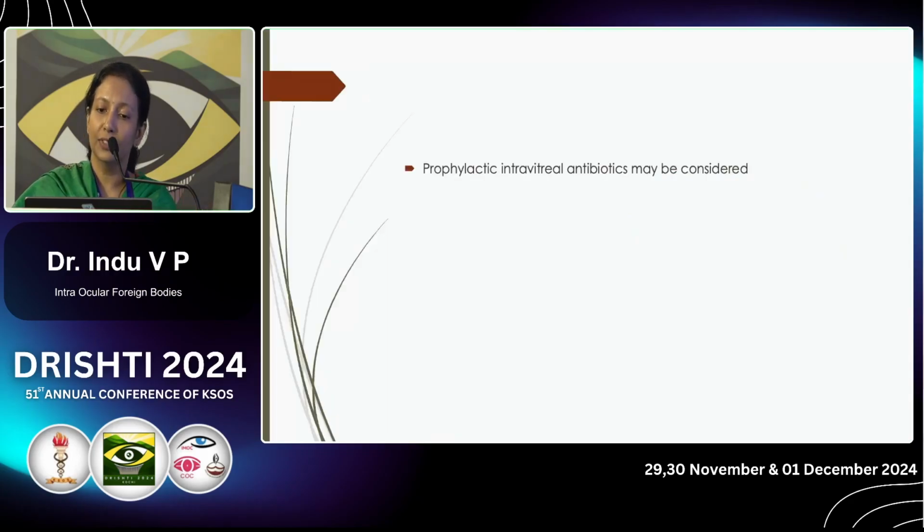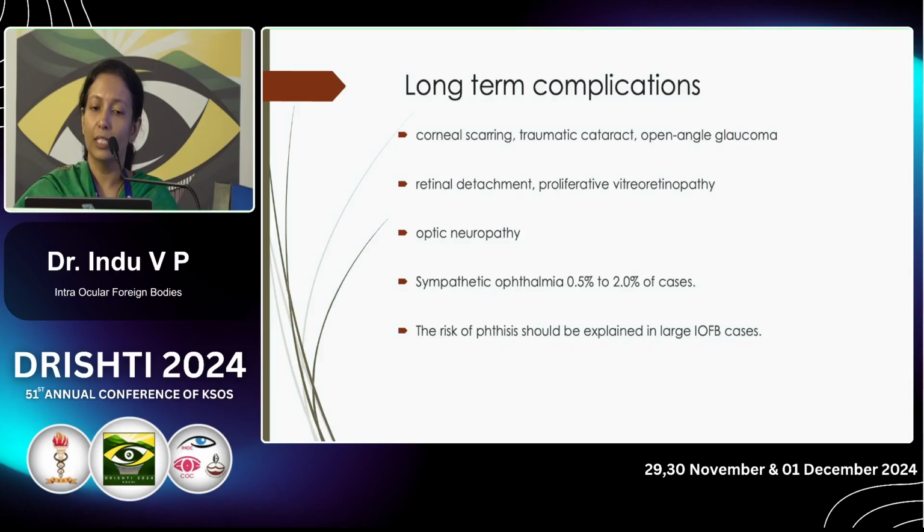Prophylactic intravitreal antibiotics should be considered in all these cases to reduce the risk of endophthalmitis. All these patients have a very long-term risk of corneal scarring, cataract, glaucoma, and retinal detachment. And there is always a risk of sympathetic ophthalmia in 0.5 to 2% of cases.